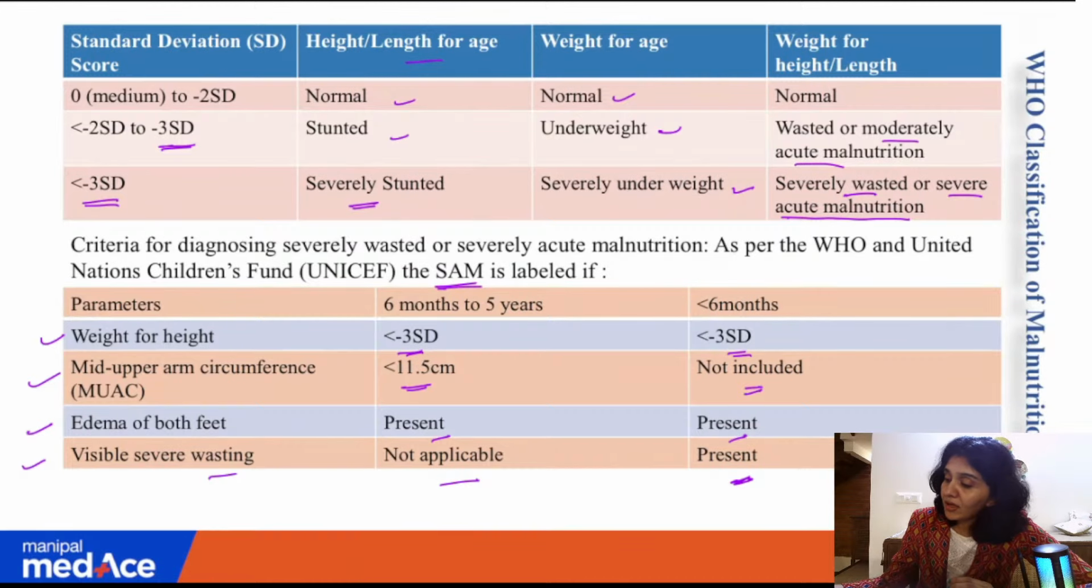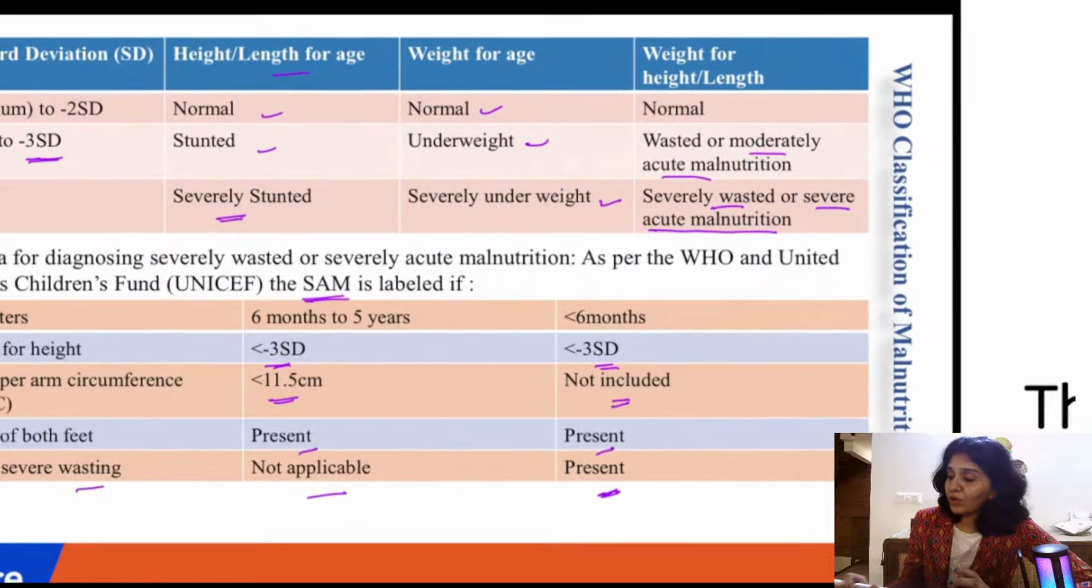Alright, and the criteria for chronic malnutrition is height for age. So these are the must-know points in this particular classification. Okay, so with this I would like to end my session.